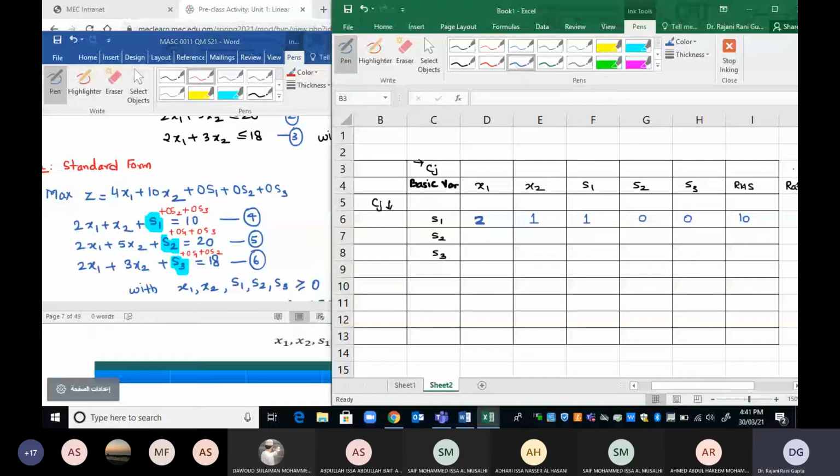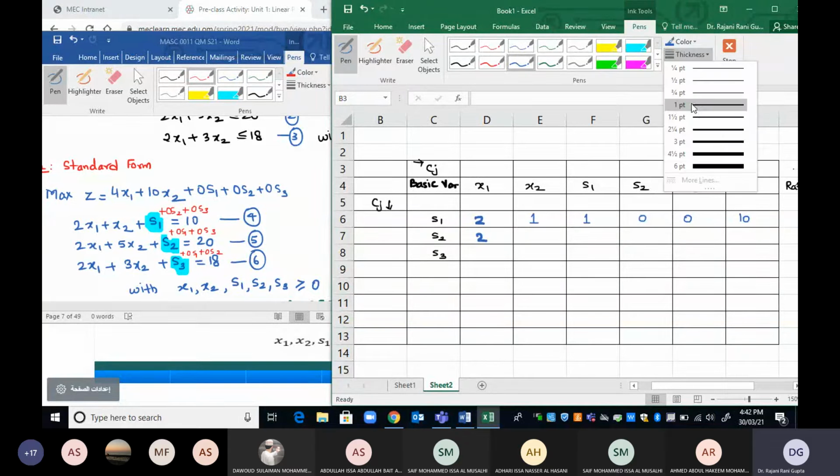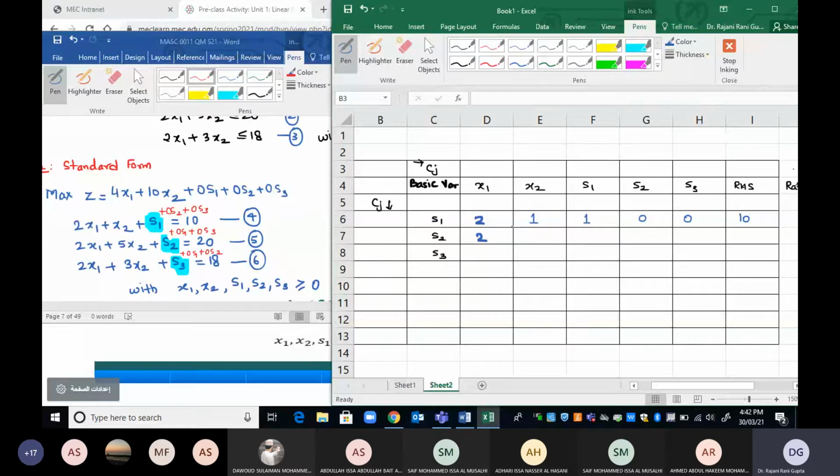So now for the second equation, 2 is the coefficient here. And then we have 5. We don't have s1, so it is 0. We have s2, which is 1, s3, which is 0. And this is equal to 20. Can you tell me for the third one?